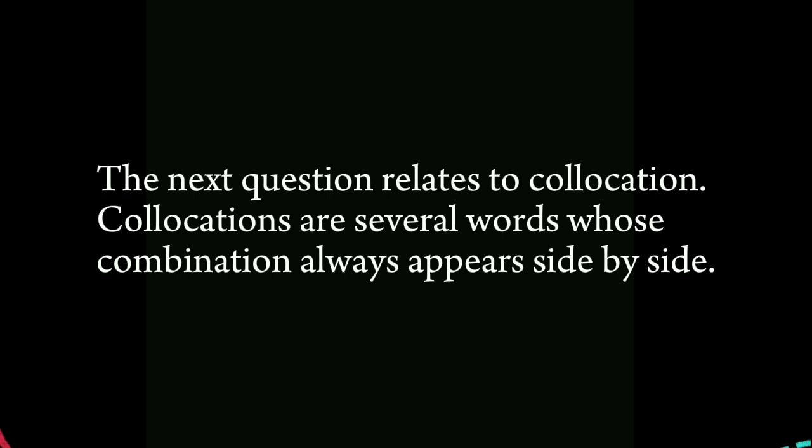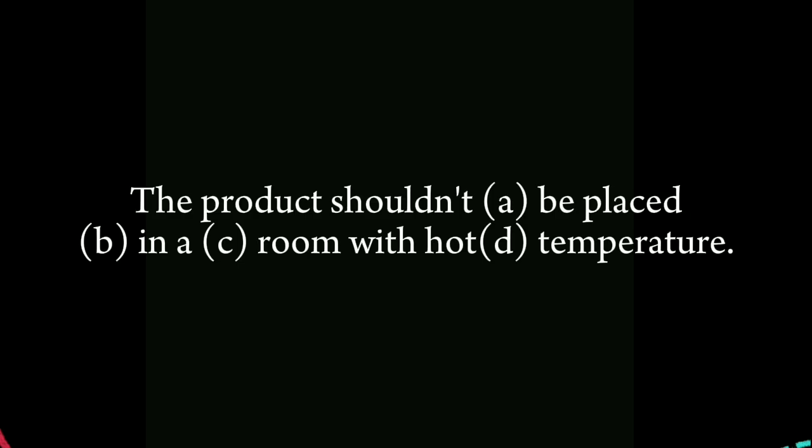The next question relates to collocation. Collocations are several words whose combination always appears side by side. For example, the product shouldn't be placed in a room with hot temperature.